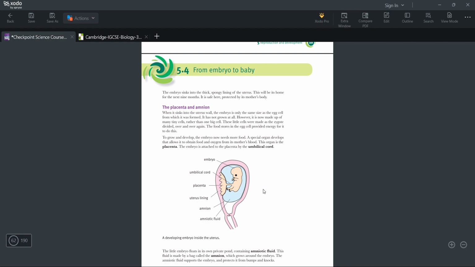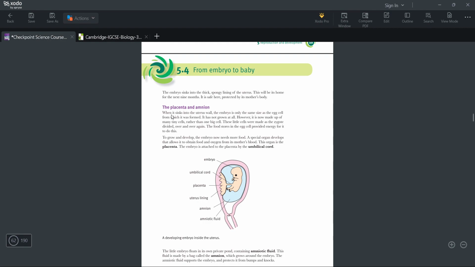Okay, from embryo to baby. So the embryo, that we assume has now implanted into the lining of the uterus and is preparing to become a fetus and then eventually a full-grown baby. Two very important components of this whole process are your placenta and your amnion.